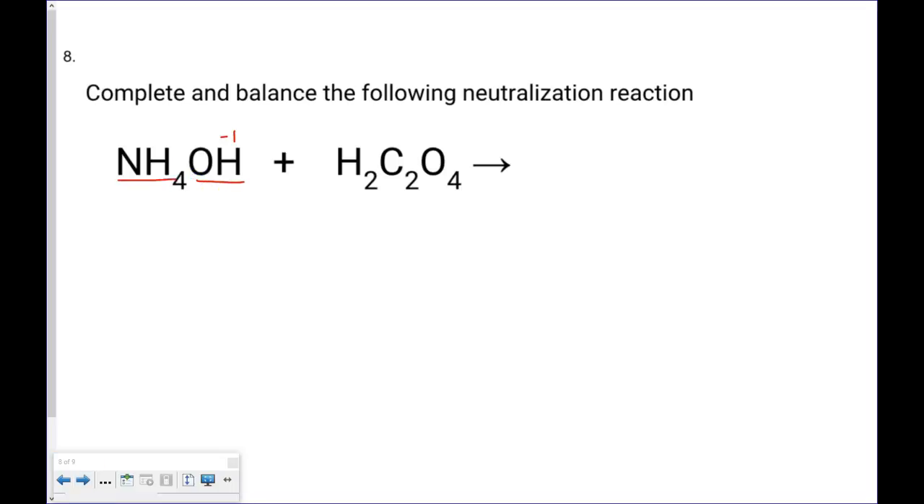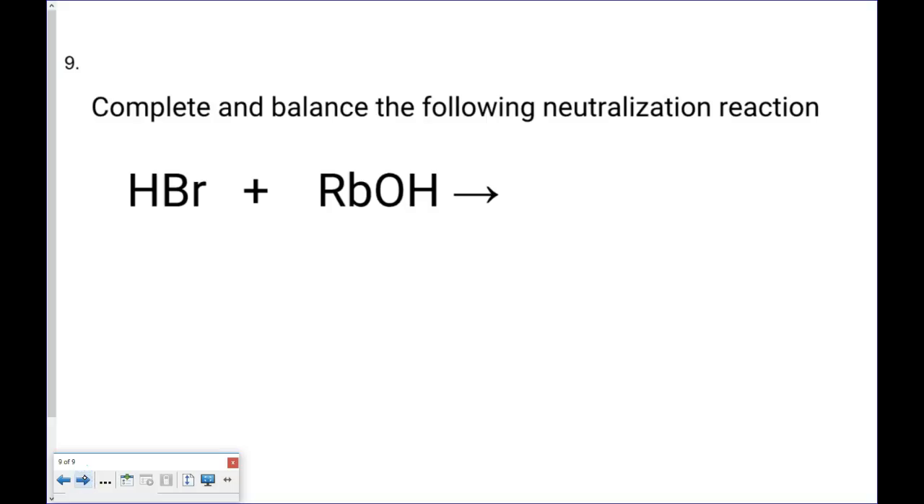All right, I have ammonium hydroxide plus H2C2O4. So that's going to be our oxalate. So that's oxalic acid. So I have my ammonium hydroxide +1 and -1 charge there. The oxalate is going to be a -2. So of course it's neutralizing. I have water, and then I need to combine. It's going to be ammonium combined with the oxalate. Oxalate is going to be a -2. Ammonium is +1, so I'm going to have 2. So it's (NH4)2C2O4.